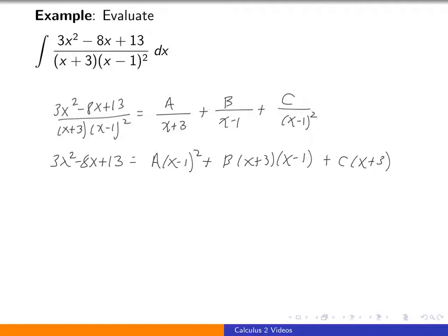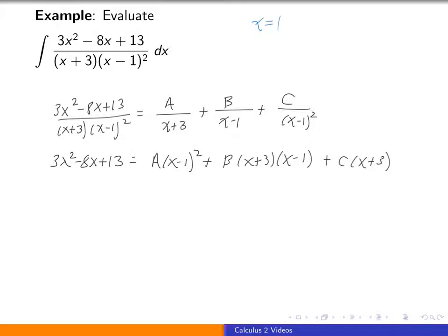At this point, we will always plug in intelligent choices of x that allow us to solve for some of the unknown constants. Corresponding to each linear term, so that would be x plus 3 and x minus 1, there should be an intelligent choice. For example, if we plug in x equals 1, the A term and the B term cancel, and we can solve for C. So let's just do that to the side here.